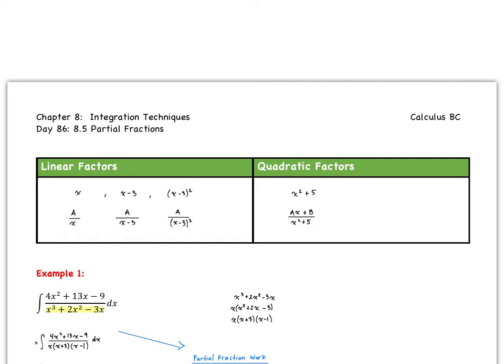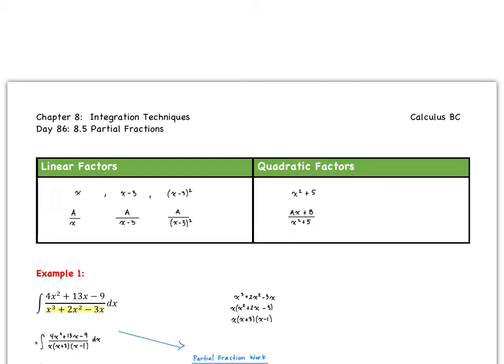So we're going to talk about what our factors might look like, or how we can set up those partial fractions. If we have linear factors, so x, x minus 3, even x minus 3 squared or cubed, etc., the way we would write our partial fractions is we would have A over x minus 3, or A over x minus 3 squared. Since they're all linear, we just have a constant in the numerator. If we have a quadratic factor in our denominator, we're going to set up Ax plus B over that x squared plus 5, that quadratic factor.